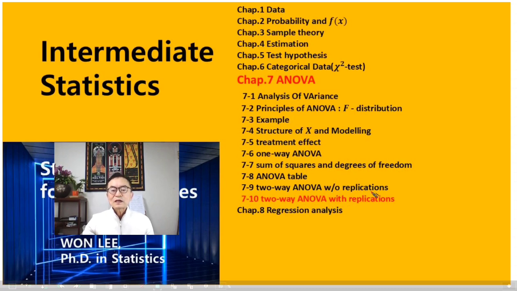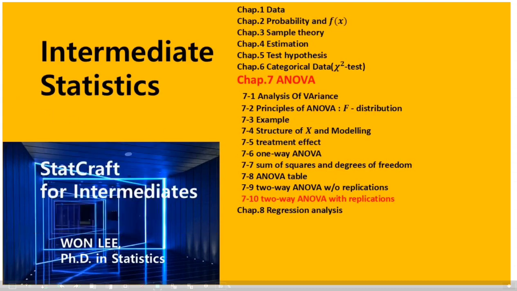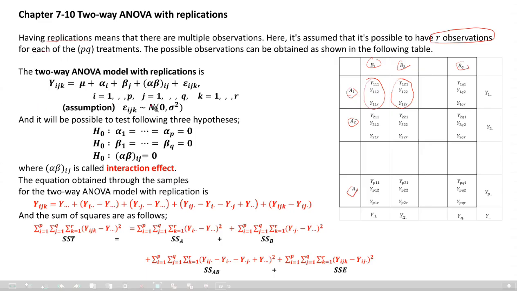So the without-replication case will be applied to medical data or some lab data, because it costs a lot to obtain observations. But here, with replication, is for social science data. There are multiple observations for each treatment. Let's see what the difference is here. Having replications means there are multiple observations. Here, it is assumed that it is possible to have R observations for each treatment.